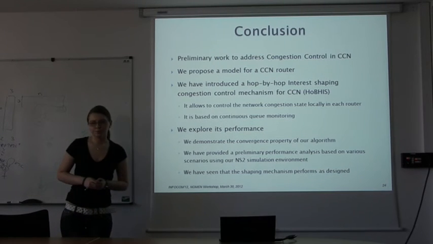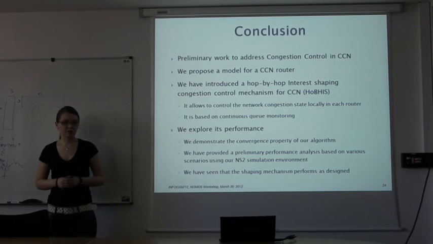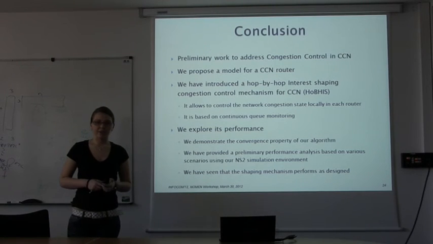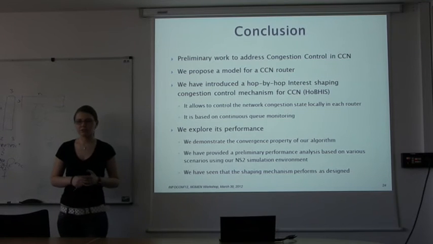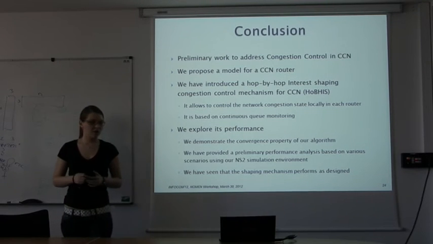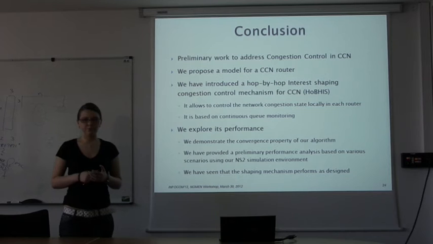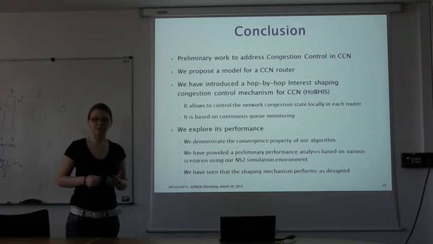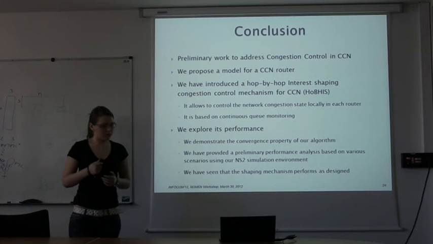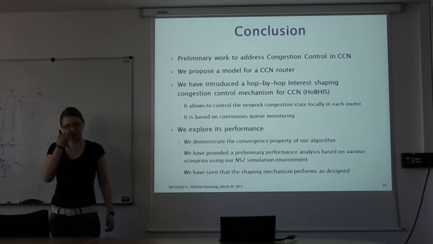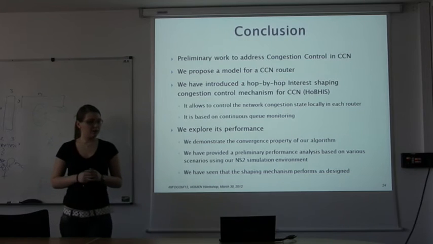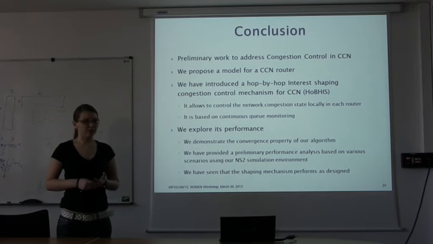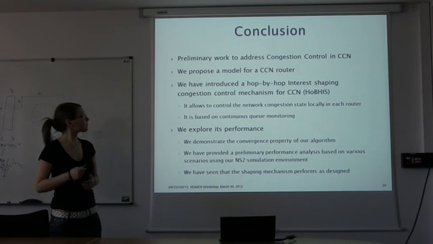So we have presented our HoBHIS mechanism that allows us to dynamically adjust the interest rate in order to control the future data rate. What's more, we keep the queue length around some fixed threshold. We also explored its performance, and we can conclude that the mechanism performs as designed.